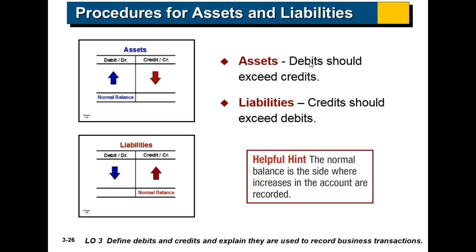Okay? The normal balance is the side where increases in the account are recorded. So if you think about it, when we get $2,000 cash and we borrow it from the bank, what happens to cash? It goes up. What happens to liability? Goes up. We're going to put a debit into cash, which is the normal balance, and we're going to put a credit into liability. So you kind of know when something goes up, that's going to be the normal side for them. Hang in there with me.